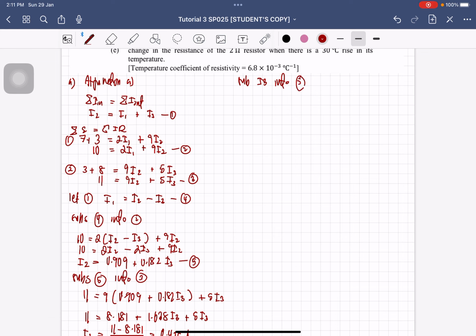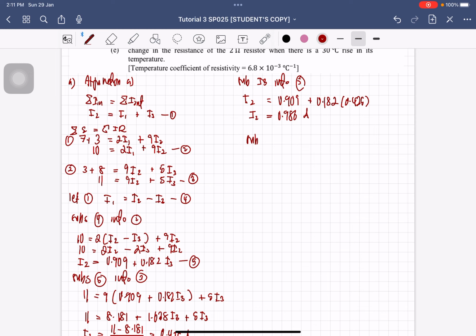Okay, kenapa kita substitute situ? Sebab kita mau cari nilai I2 lah. So, this is 0.909 plus 0.182 times with 0.425 lah. So, this will be equal to 0.986 ampere.